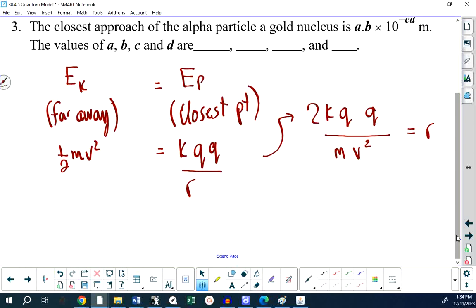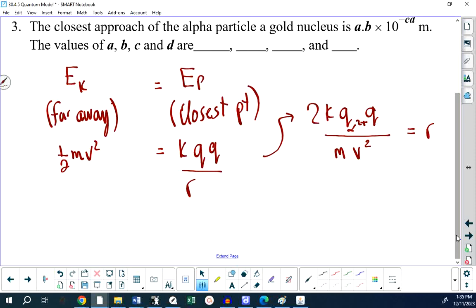Now, here's the problem, though. I know what K is, and I know what Q of the alpha particle is, but this is the gold nucleus. The second charge is the gold nucleus. Now, why does a gold nucleus have positive charge? Because it has protons. And we're going to study this in depth later on, starting actually tomorrow. But gold is atomic number 79. And 79 tells you the number of protons in the nucleus. So that charge on the gold nucleus is 79 elementary charges.